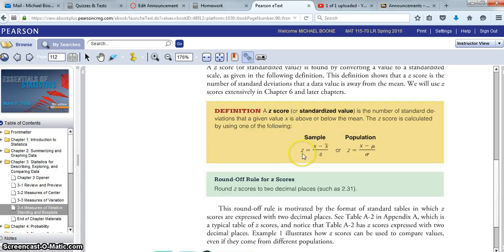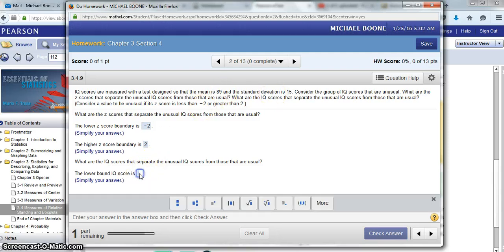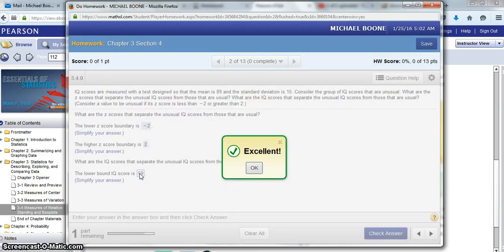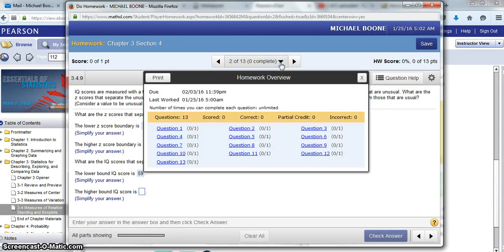So if I wanted a z-value of -2, and I knew my standard deviation is 15, I would want to go 2 standard deviations below my mean. So 2 standard deviations is 30. So if I do 89 minus 30, I'd get 59. Again, you would do something similar to find that higher bound for IQ. But again, a z-score is the number of standard deviations from your mean.